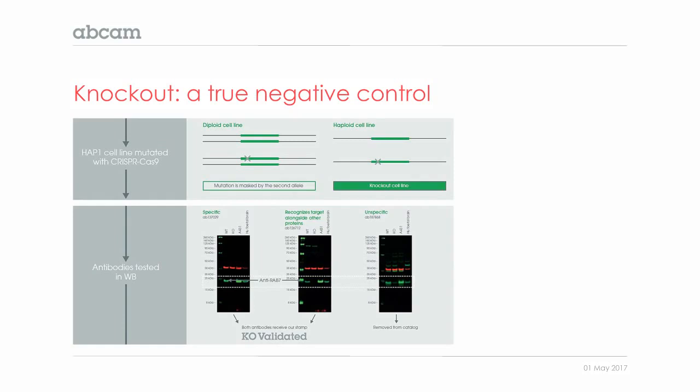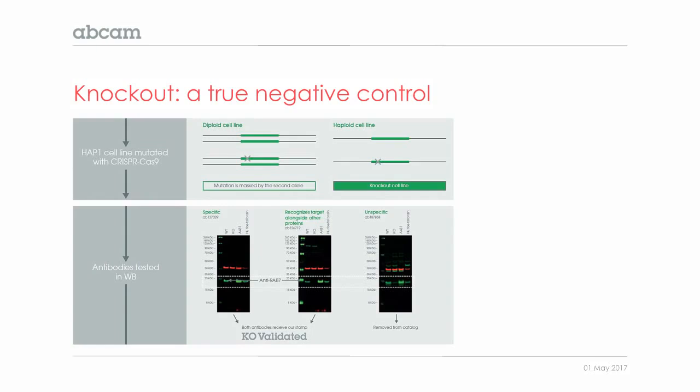Second is recognizing the target alongside other proteins. This is where the signal is in the wild type and not in the knockout samples at the region of interest, but there is signal observed in both samples at various molecular weights. And then thirdly, unspecific. This is where there is no or limited reduction of signal in the knockout compared to the wild type sample at the region of interest.